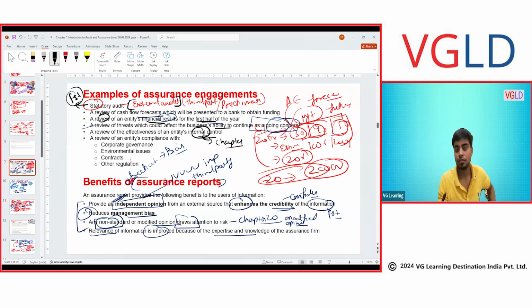They are not biased towards the management. They enhance the credibility. They can draw the attention of users. Users can be customers, shareholders, employees, the government. They can bring attention to people by saying that if something is going wrong, or if they give an unqualified opinion, or let's say a good opinion.